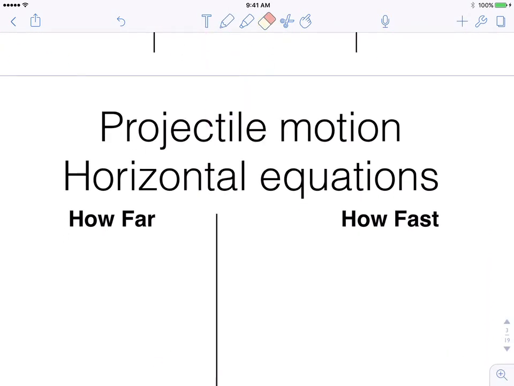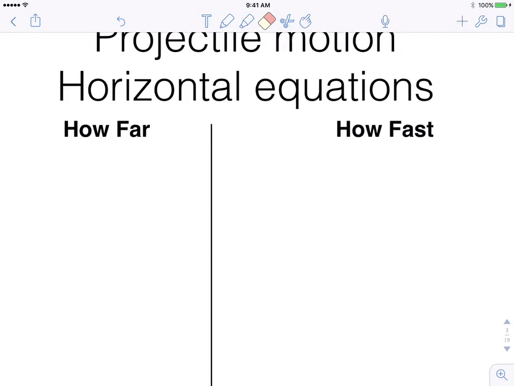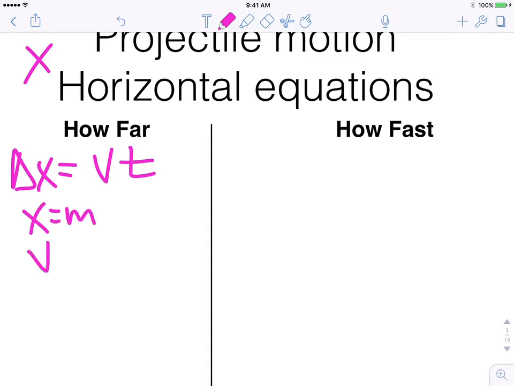All right, the next one is the horizontal equations for projectile motion. Again, horizontal is everything in the x direction, left and right, not up and down like vertical. How far? This is taking us back to the very first equations we've ever talked about in physics. It was the velocity equation and displacement equations, okay? So delta x is equal to your velocity times time. How fast something is going and how long it's traveling will give you how far it goes. X is in meters, velocity meters per second, time seconds.